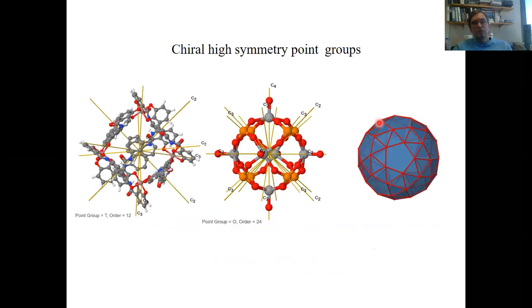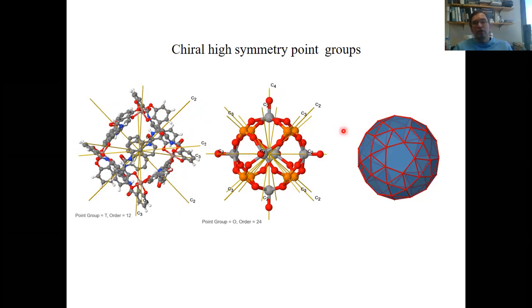So chiral point groups also do not necessarily need to be low symmetry point groups, and chiral molecules do not necessarily need to be low symmetry molecules. Because there are high symmetry point groups, and these are the rotational subgroups of the high symmetry point groups, which only have the identity and proper rotations, but no rotation reflections. Okay, we learned about that previously. This tetramer cluster here, for instance, that we looked at, belonged to the point group T, which is a rotational subgroup of Td, and has only C3 and C2 axes in addition to the identity, but no other symmetry elements. That makes this molecule a chiral molecule.